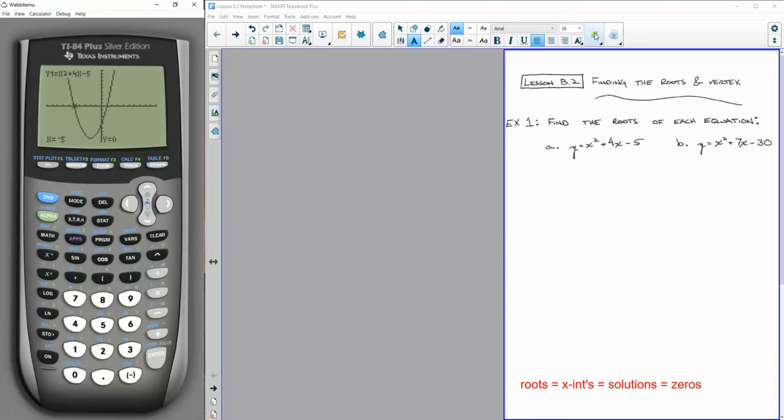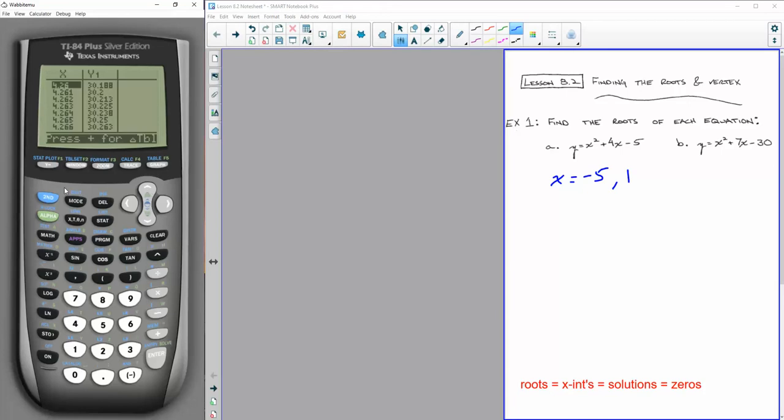Let's write that down. X equals -5. And what's the other one? It looks like 1, right? Yep, 1. And on a table, obviously, we can see, let's go table set, 0, change by 1s. Should have reset my calculator, but let's see. At -5 the output is 0, and at +1 the output is 0. Okay, so we got both of those done.